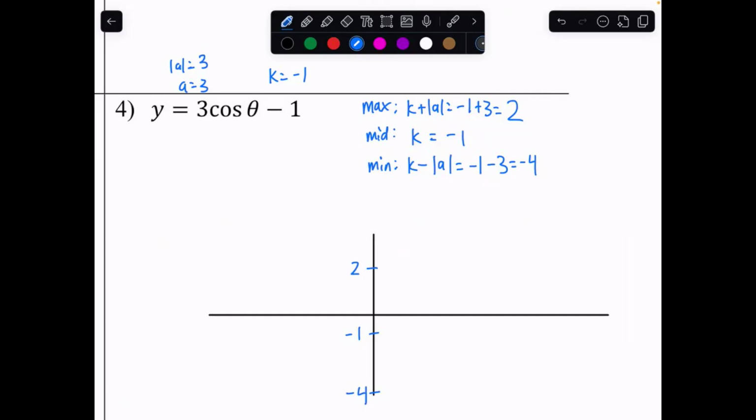Okay, and then we can also go ahead and label what we call the midline of the graph. We saw last class that these two functions, sine and cosine graphs, have a line that cuts right through the middle of them. So we like to represent that with a dashed line. Okay, so a dashed line going through negative 1.